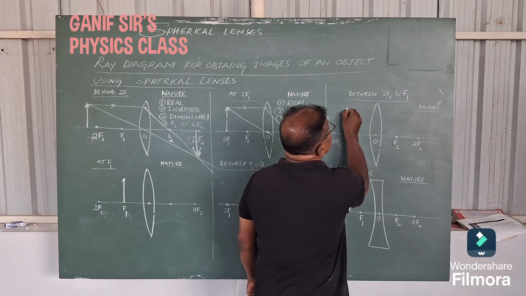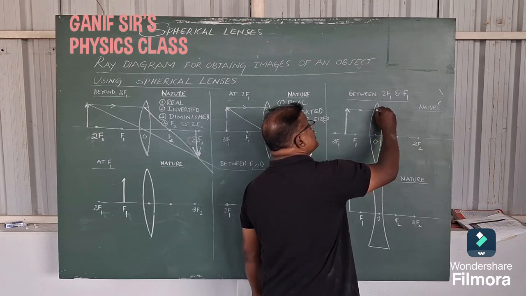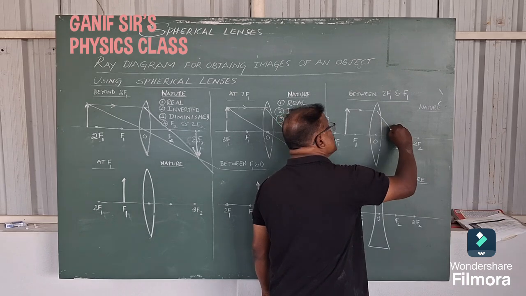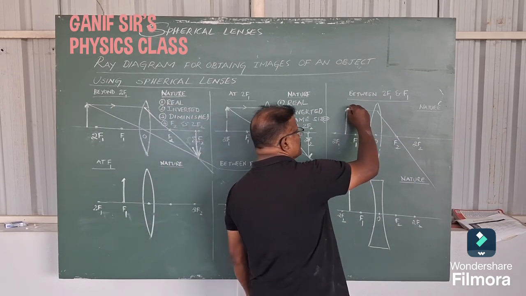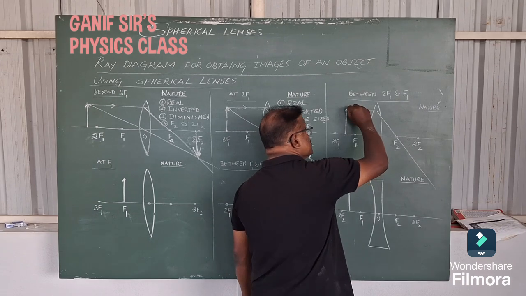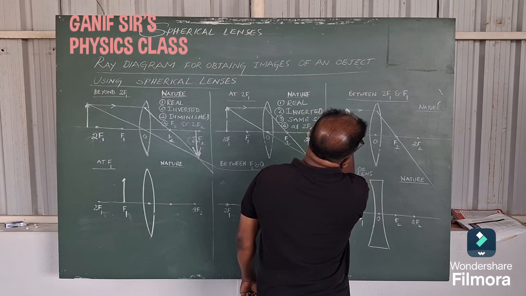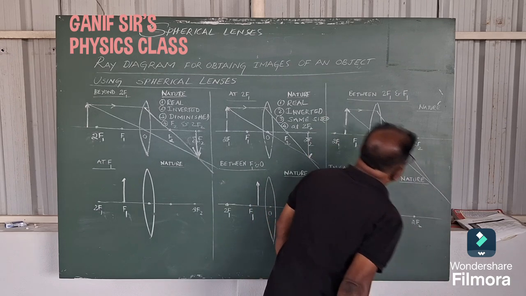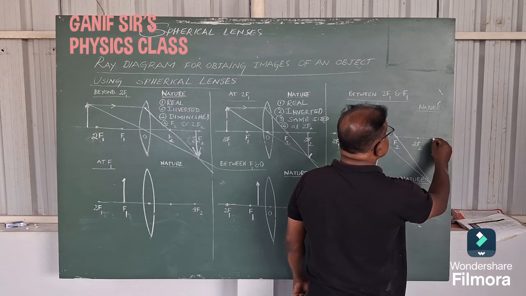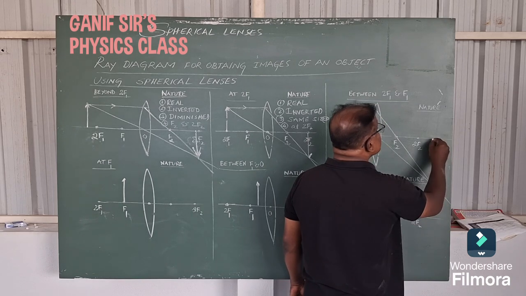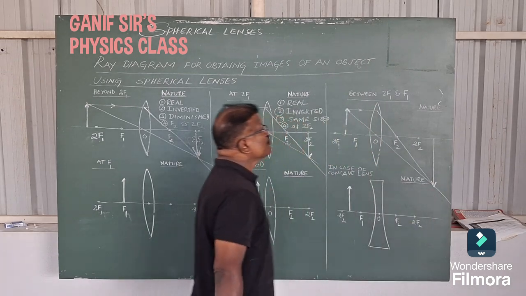Here I am following the same two rules. The first rule: a ray parallel to the principal axis, after refraction, moves through F2. And I am following the third rule, that is, when the ray passes through O. After refraction, it gets intersected somewhere here. And now let's discuss the nature of the image.